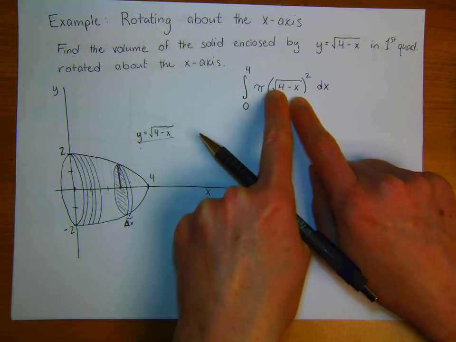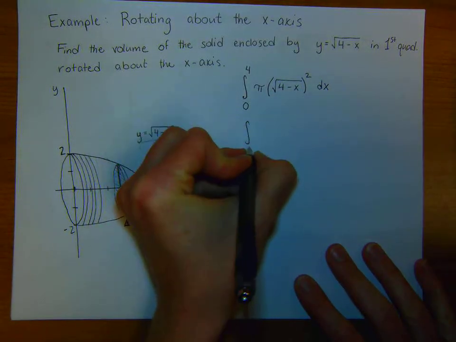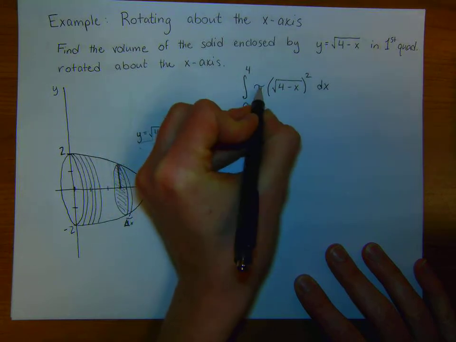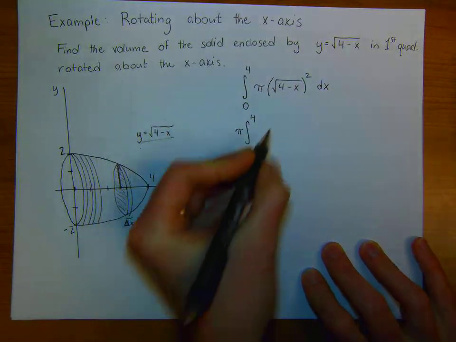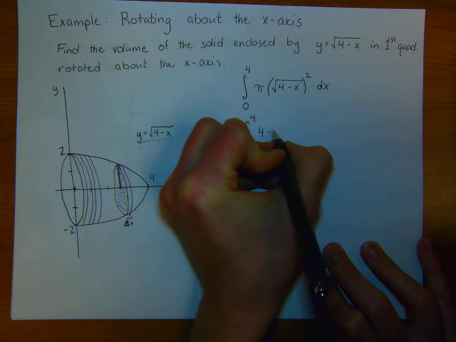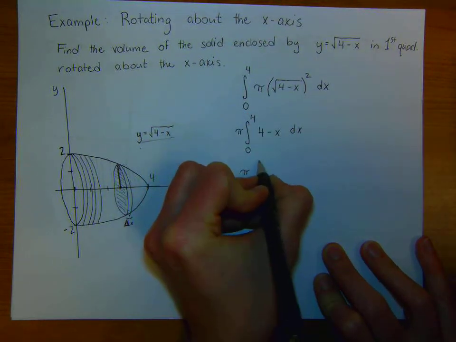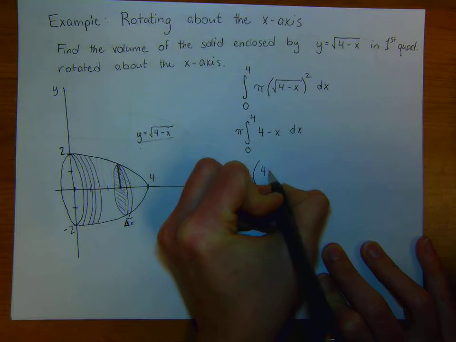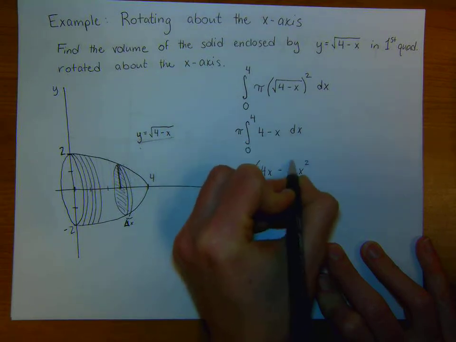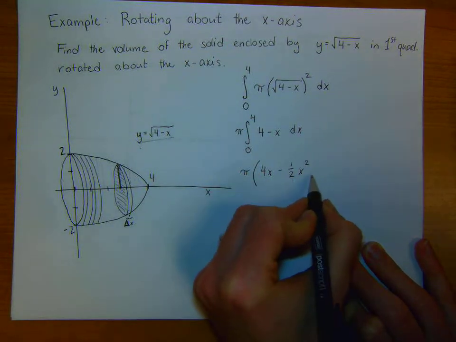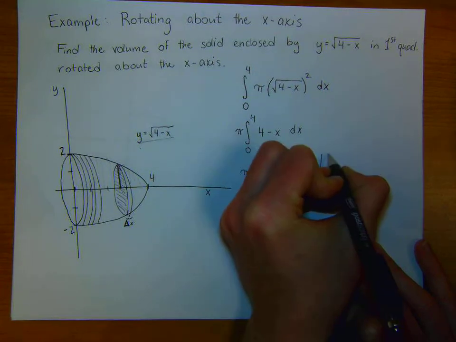Thankfully, this is a nice function that the square root and the squared cancel, and so I'm left with the integral from 0 to 4, and because pi is just a constant, I can move that out front of the integral. I like it notationally. I think it makes it look a little cleaner. 4 minus x dx. Let's go ahead and integrate. The integral of 4 is 4x. The integral of x is 1/2 x squared. I'm raising the power, multiplying by the reciprocal, and I'm evaluating that as x goes from 0 to 4.